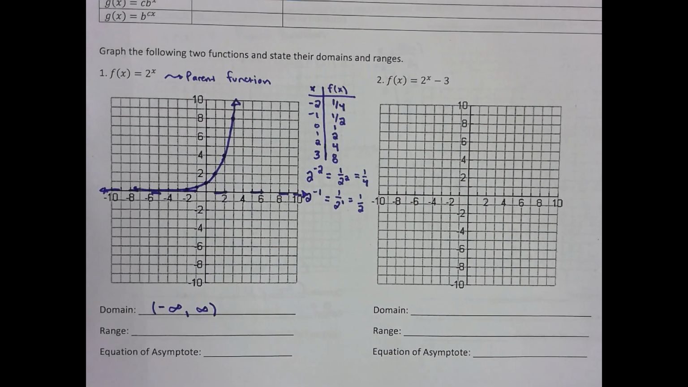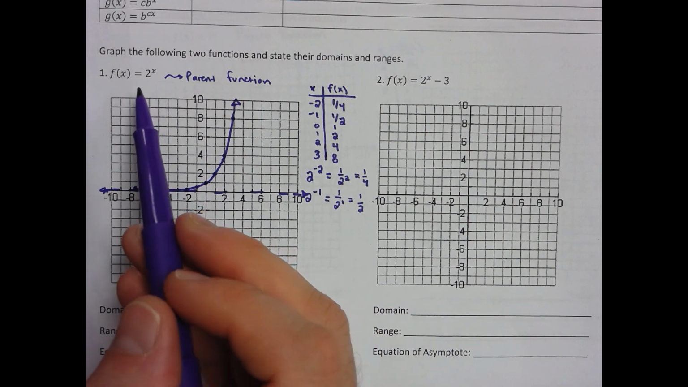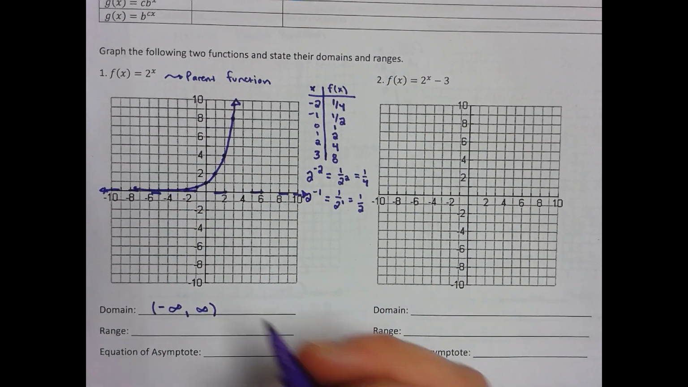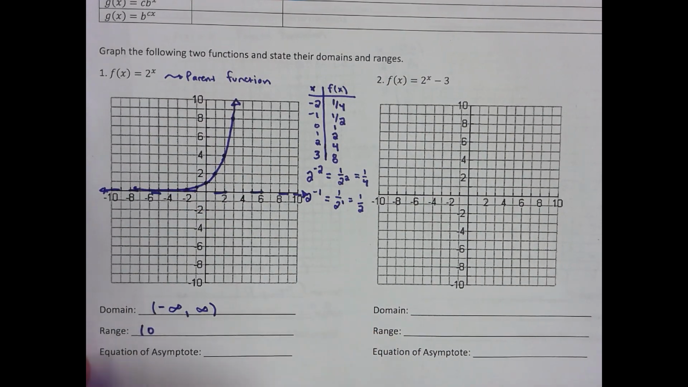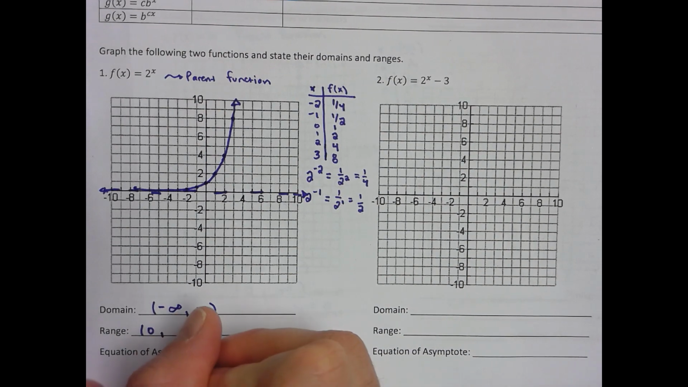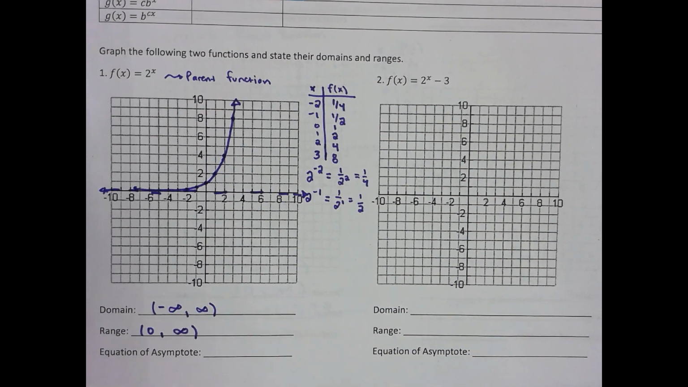Now the range, however, is related to that horizontal asymptote. Because I can't plug in any value of x and make the whole thing negative, the lowest it's going to get to is 0. Now we're using a curved bracket there because we're not going to get all the way to 0, but we'll get really, really close. Okay, the smallest decimal that you can think of is as close as we're going to get to that line. Okay, so it's 0 with an open bracket, and it goes all the way up to +infinity.